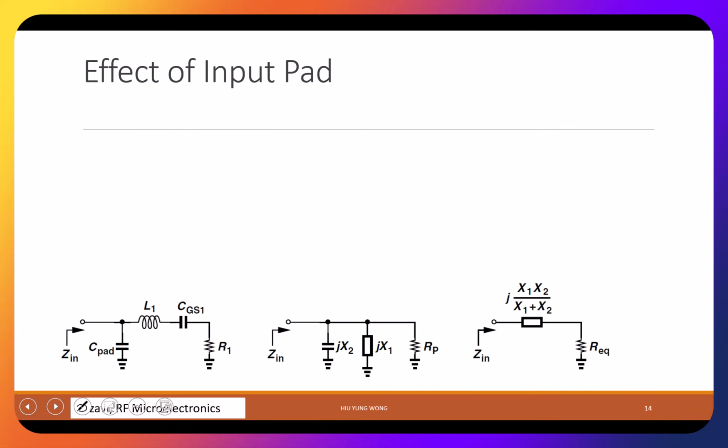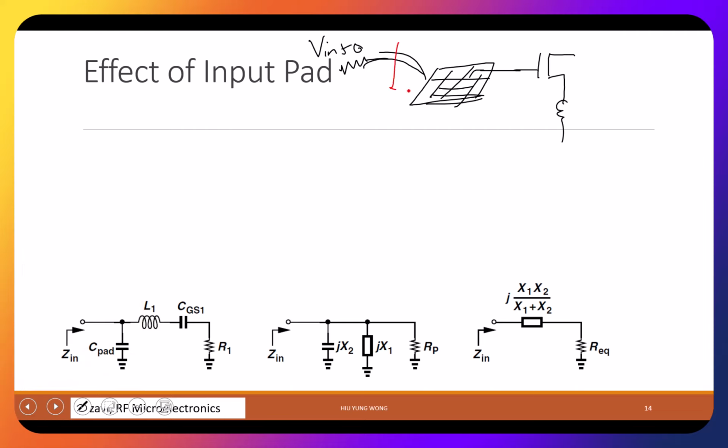So you have this transistor. This is common source, right? Actually, the source goes to the pad... no, the gate goes to the pad. And then you come in, maybe from the antenna. This is the 50 ohm antenna resistor. This is V in. So what we are looking at now is here. That's why I have a pad, plus whatever model we had earlier.